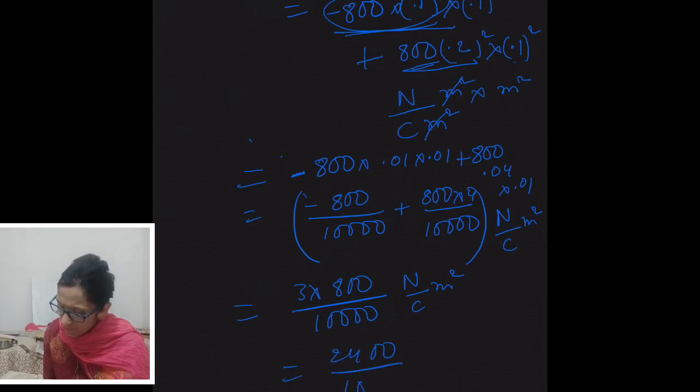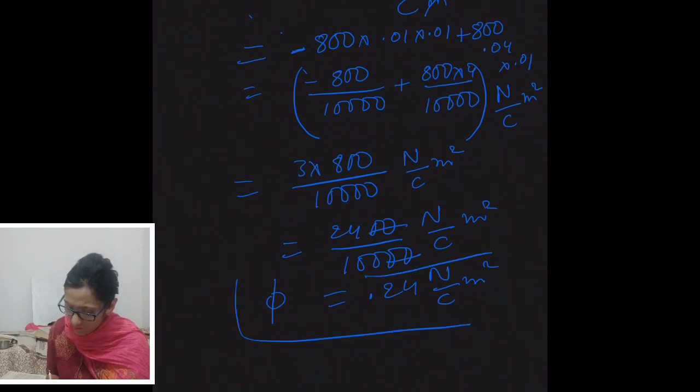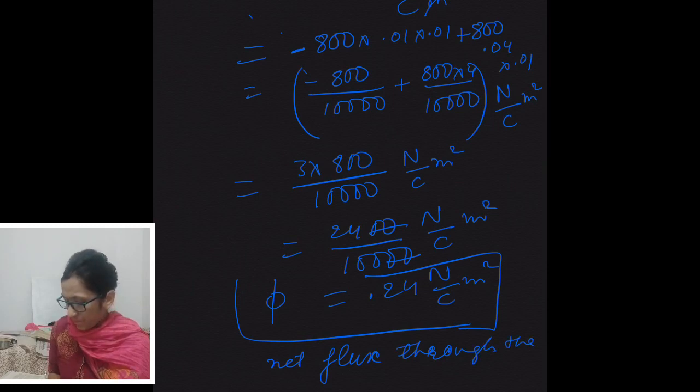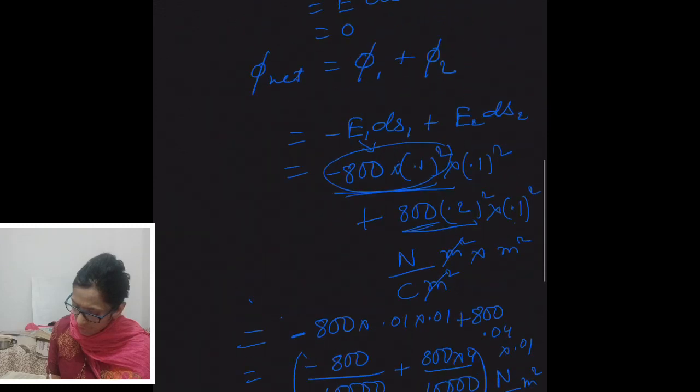and this is equal to 3 into 800 by 10,000 Newton per Coulomb meter square, 2400 by 10,000 Newton per Coulomb meter square. So let me cancel. This is equal to 0.24 Newton per Coulomb meter square. So this is total flux. This is total flux through the square. Net flux through the, sorry, it is not square, it is cube, through the cube.